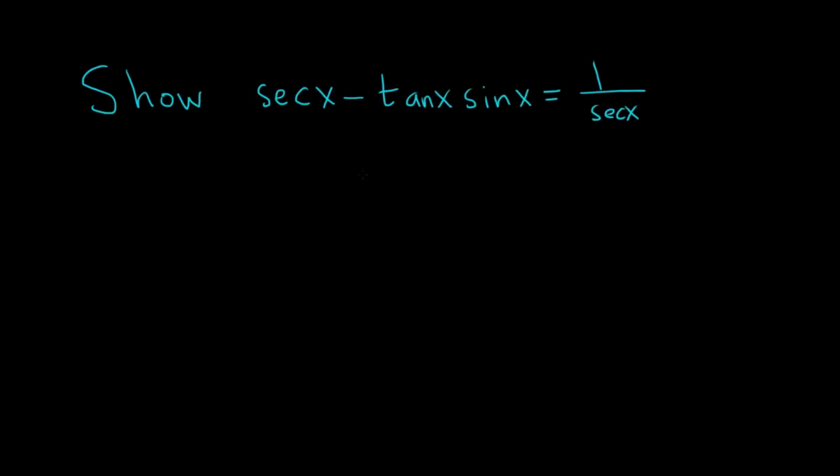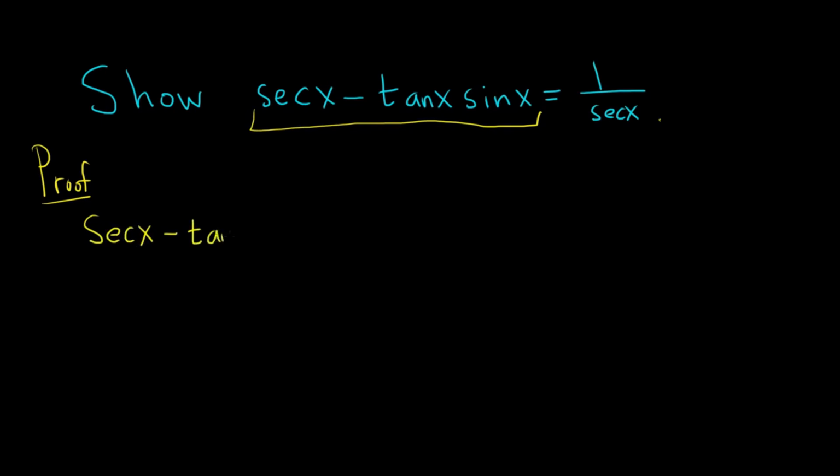Show that secant x minus tangent x times sine x is equal to 1 over secant x. So we're going to prove this trig identity. What we'll do is start with one side and show it's equal to the other side. Usually it's better to start with the more complicated side, so in this case, we'll start by writing down this side here: secant x minus tangent x sine x. And we somehow want to arrive at 1 over secant x.